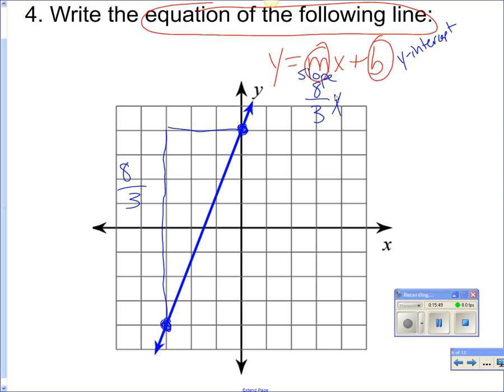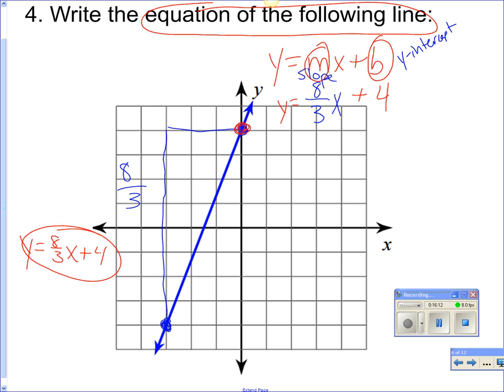On the y line. So which one's the y? Where's the y? It's going up and down. Okay, where is it on the y? 1, 2, 3, 4. So I put plus 4. So that's my answer. Y equals 8 over 3x plus 4.